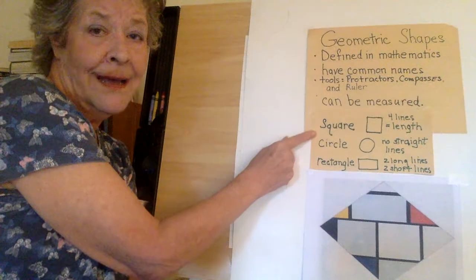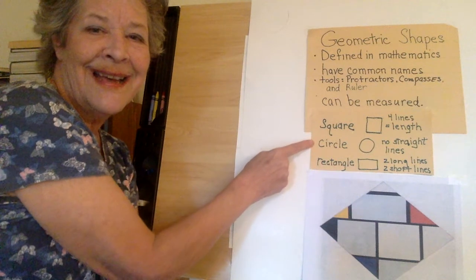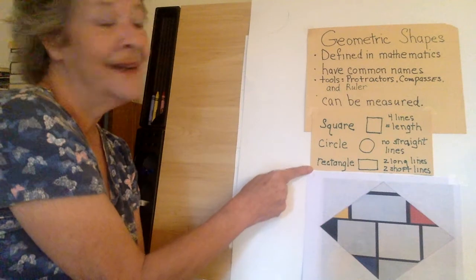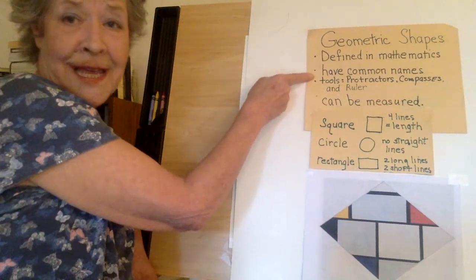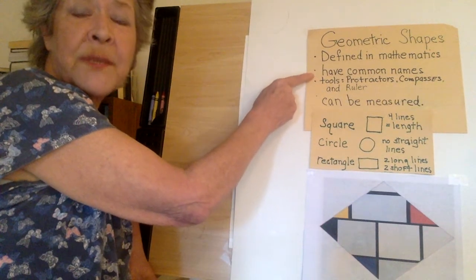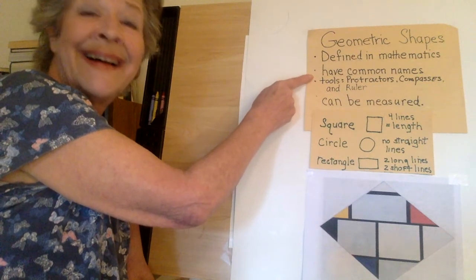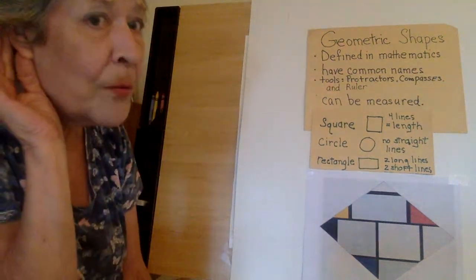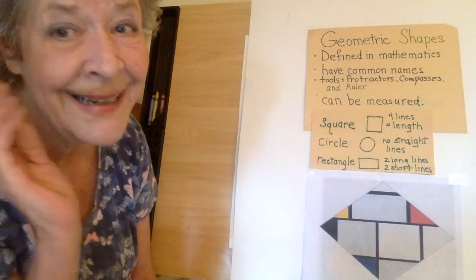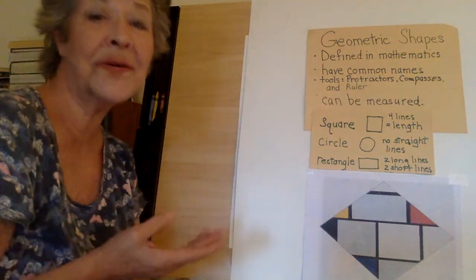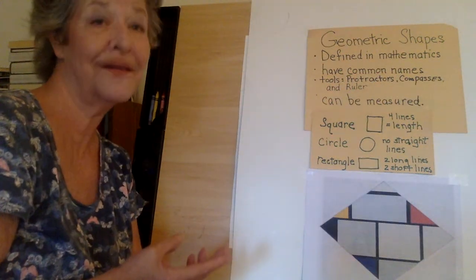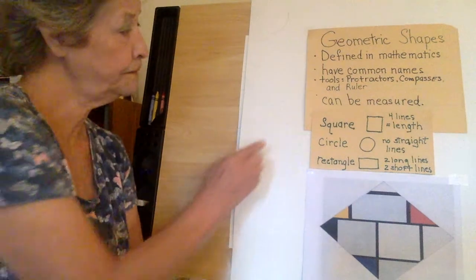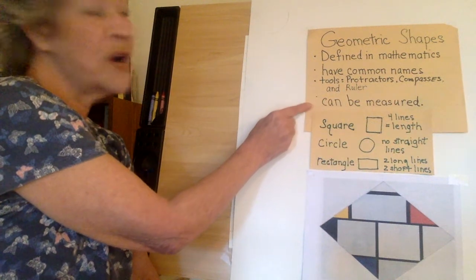Look at that. You know what a square is. You know what a circle is. You know what a rectangle is. Those are common names. What are some of the common names that we're going to talk about? The square, the circle, the rectangle. Oh, and a few more exciting shapes as we move along. And what else do we know?